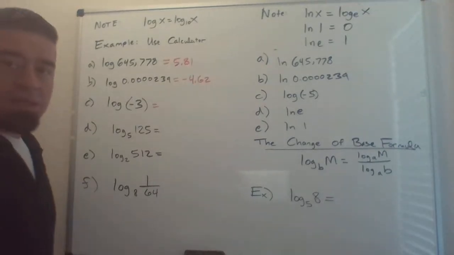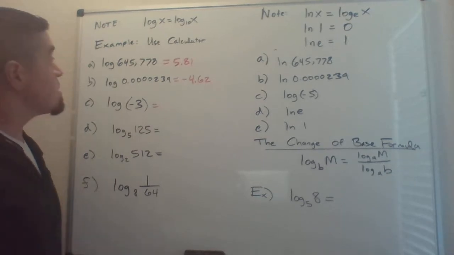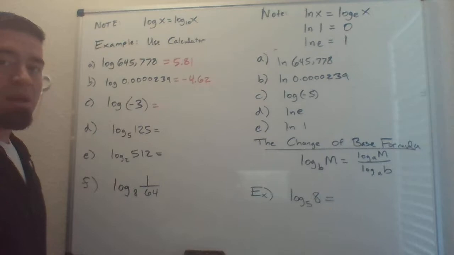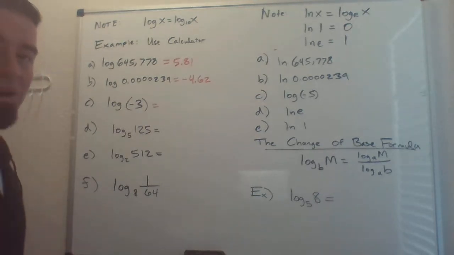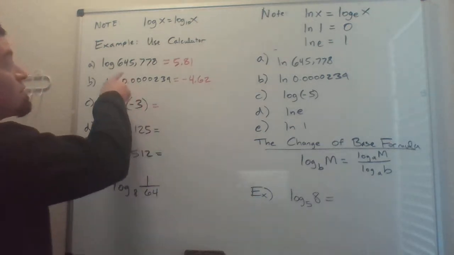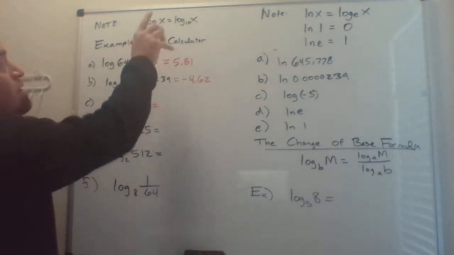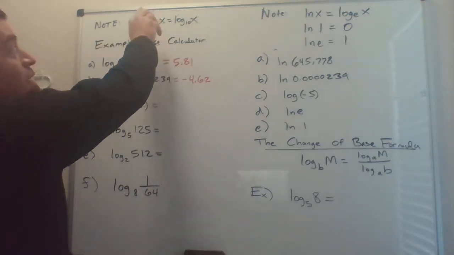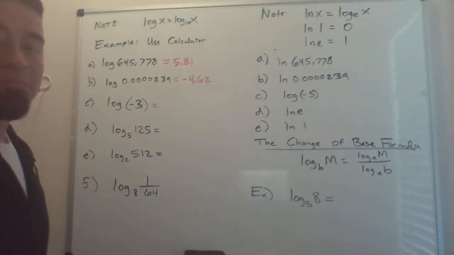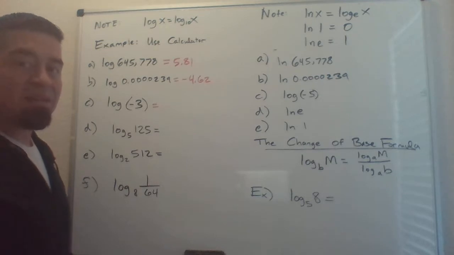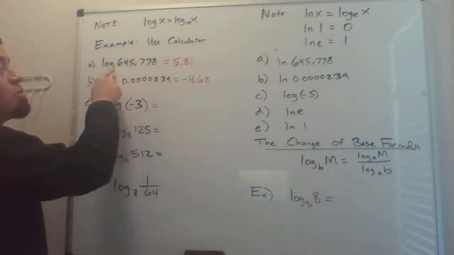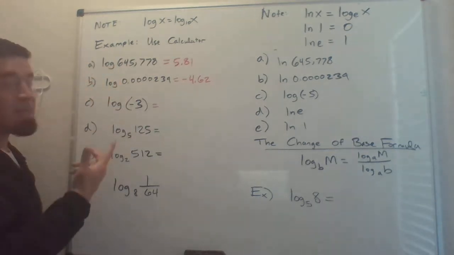Okay, the following examples are just evaluating some logarithms, simply using a calculator. So I showed you how you can evaluate some where they had powers that were convenient. I also told you, here's the note that log of x, if there is no base written, it's implied that it's base 10. So again, if there's no base written, it's implied base 10. So right here, there's no base, so it's automatically base 10.